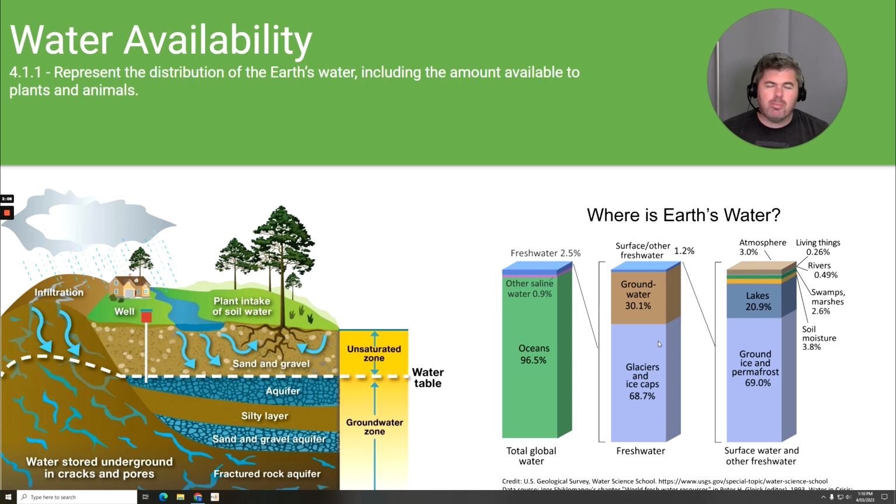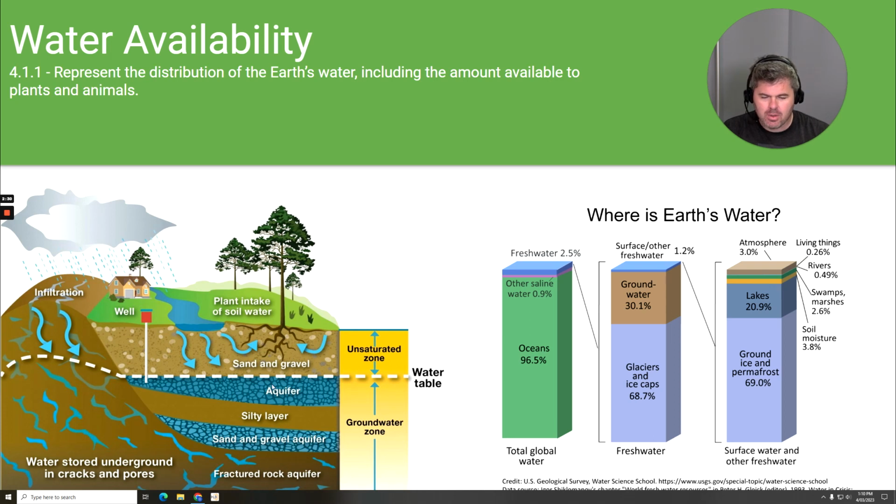So not particularly advantageous to us who live here in Australia, but to anywhere else, particularly near the northern and southern poles, there would be tons of ice there that, if thawed, could be viable to drink. 30% of it is groundwater. Now, the groundwater that we take into account is held in what we call an aquifer.